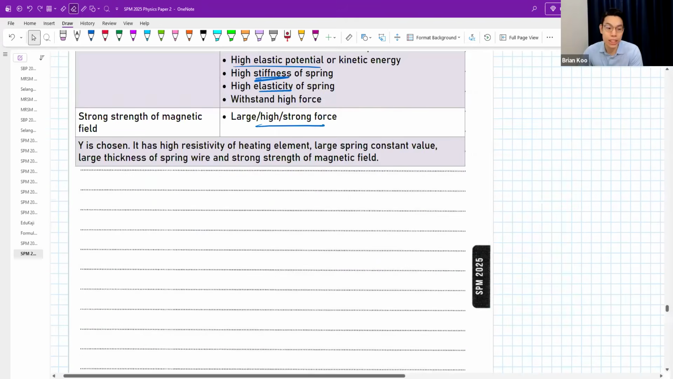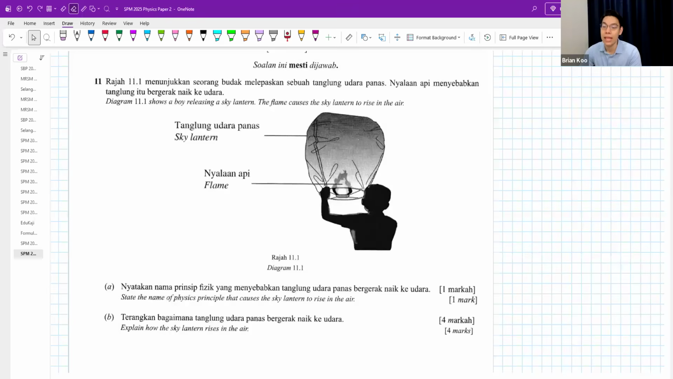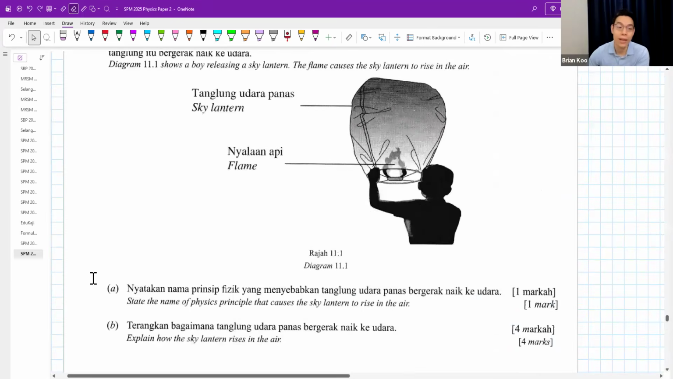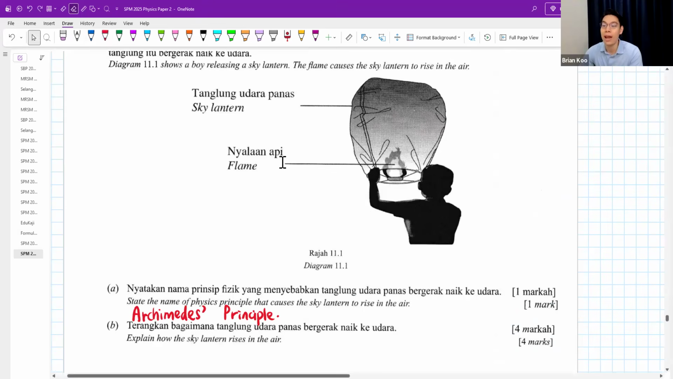Okay, last one, section C. Diagram 11.1 shows a boy releasing a sky lantern. The flame caused the sky lantern to rise in the air. State the name of the physics principle that caused the sky lantern to rise in the air. Okay, this one, the problem usually is spelling. Archimedes Principle. It's spelled as Archimedes Principle. Spelling, if it's wrong, you lose your mark. Yeah, spelling must be correct. Archimedes Principle.